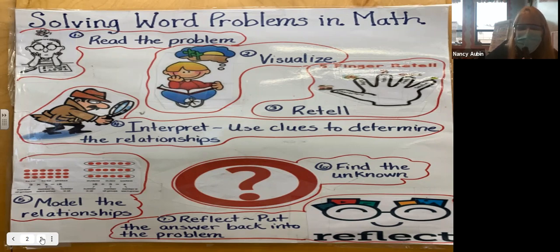Visualize what the text is saying. Then retell it. Then look for those clues to determine those relationships. We're gonna draw pictures and we're gonna try to figure out the answers, find the unknown. But most importantly, reflect. If you do not reflect, you will not catch your mistakes, right? Sometimes it's like, what? The answer can't be two. That makes no sense at all. But if you never think about it, you'll never catch that mistake.